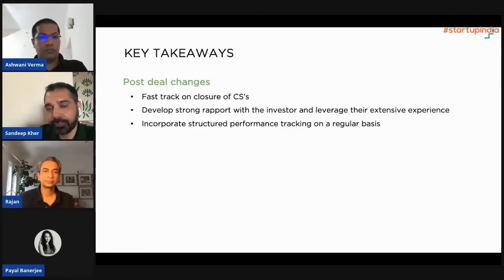All right. Next question, from Ashwani Sandeep: What are the common terms that founders can expect in term sheets that they should not agree to?